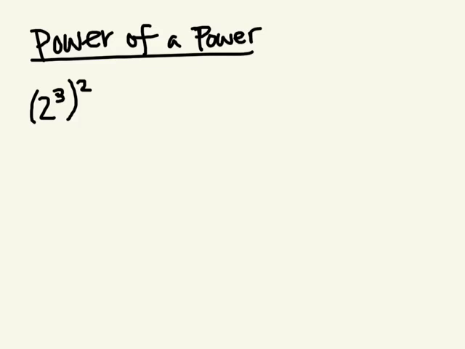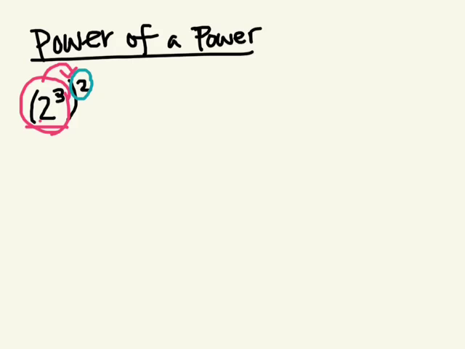So if you look at this for a sec. What this says is 2 to the power of 3, and all of this is to the power of 2. So it's this whole thing. Do we have to solve that first? Yeah, we want to simplify it. We're going to expand it. So it's this whole thing, 2 to the power of 3, to the power of 2.